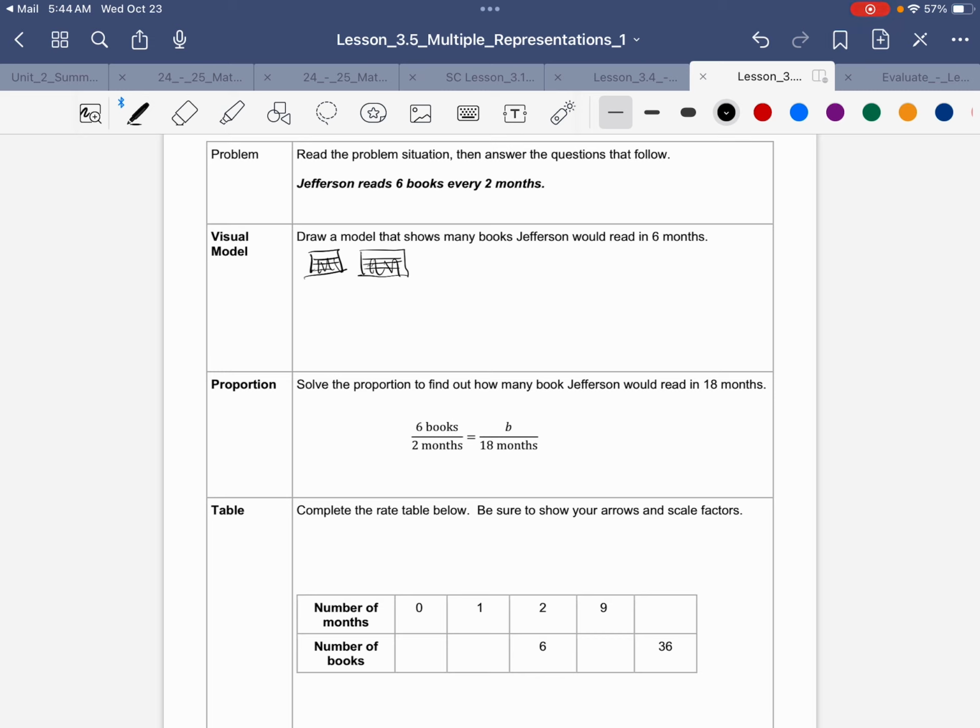Probably should pick something faster to draw, but using my books. It doesn't have to be super pretty. It's just a visual. 1, 2, 3, 4, 5, 6.